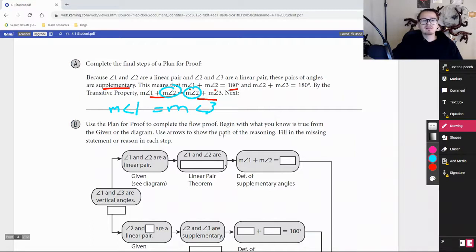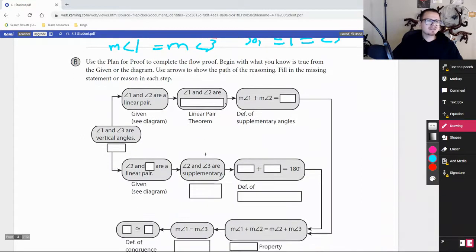Y'all didn't see how long it took me to make that M curve. You see there's a little dip in there. Got stuck. So what you can say is that the measure of angle 1 is therefore congruent. I gotta get a little more swerve on that thing. To angle 3. So this is this flow proof thing.